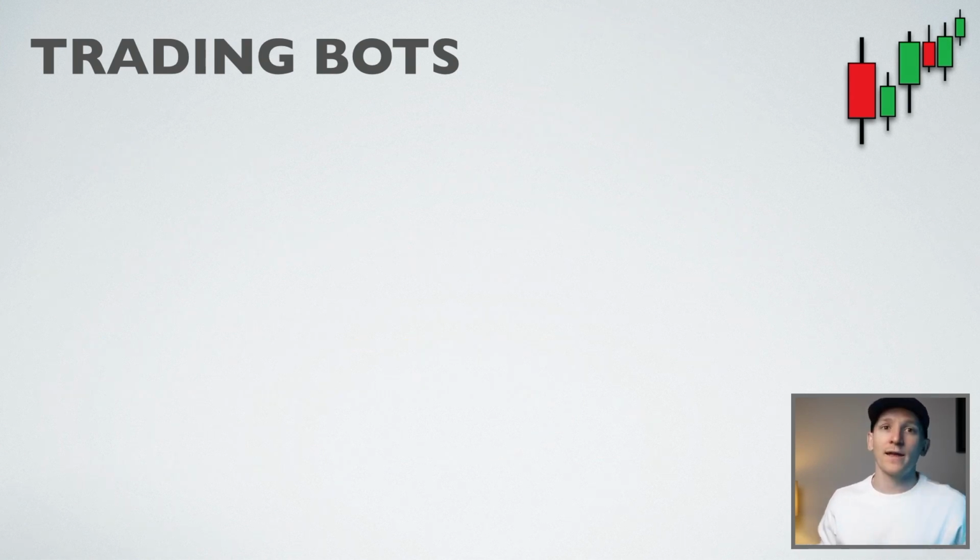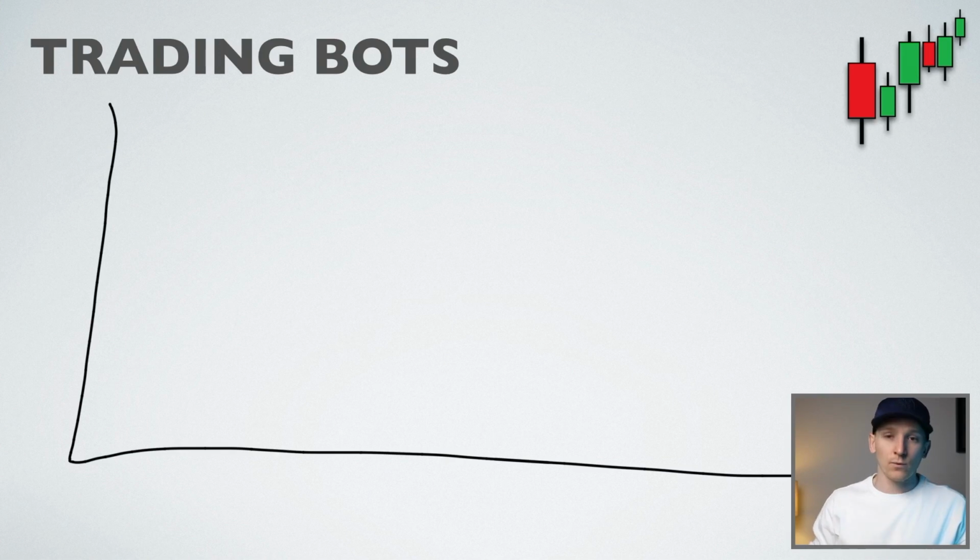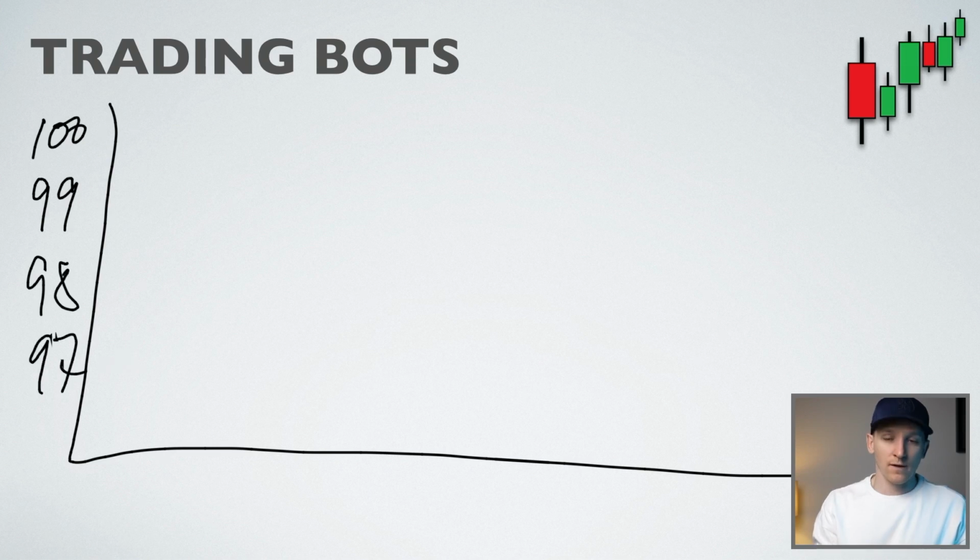But let me show you exactly how a trading grid bot works, right? So we have a market, and let's say the price is 100, 99, 98, 97, and the price starts at 99. So essentially what will happen is that the grid bot will put in a bunch of buys, right? So you'll go buy here.